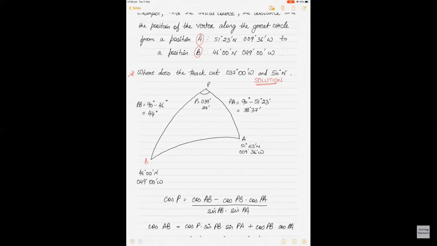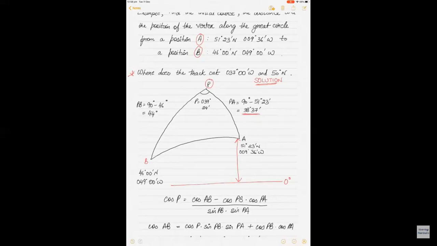So if we make the diagram, P is the pole. In this case, A has the higher latitude, so we use the north pole. A is located from the equator at 51 degrees 23 minutes, and now we need to find PA. PA is the distance from the pole to A. So PA will be 90 minus 51 23, which is equal to 38 degrees 37 minutes. All right, I know the diagram is not very accurate here, but just bear with the approximation.